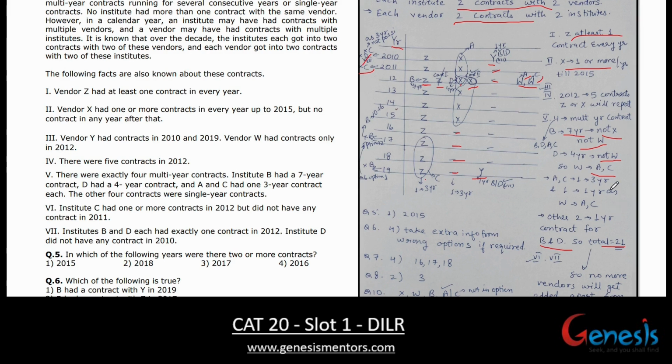Now we have, for A and C, the 1-year contract done, and the 3-year contract remaining, which cannot be possible with Y, right? So it can be either with Z or with X, a 3-year contract. Okay. And we also have B and D multi-year contracts with Z and X. So definitely with Z we have either A or C, or with X we have either A or C, right? A and C both cannot be with Z, and both cannot be with X, because we don't have that much contract available, right?